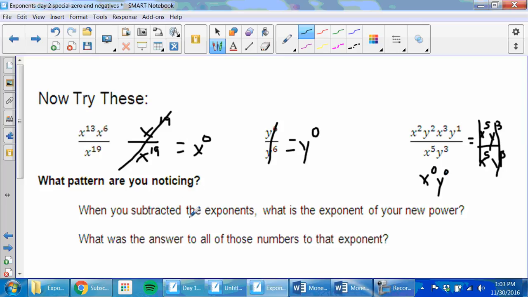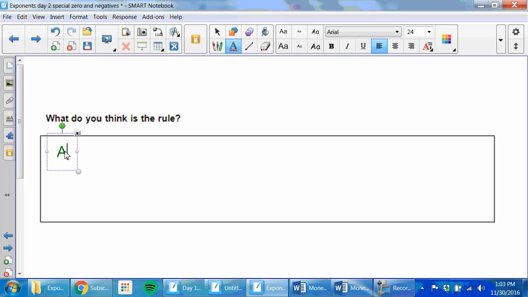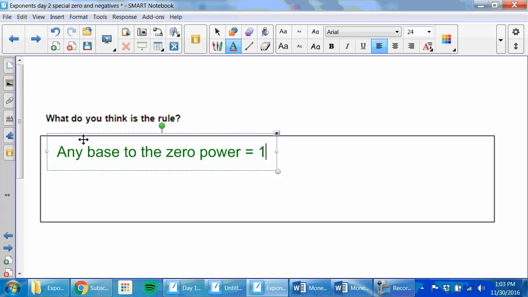So what's the pattern? What is the exponent of your new power? All of our exponents to the new power have been 0. What was the answer to all of those numbers to that exponent? Here's our rule. It's not going to be 0. Okay? So anything to the 0 power is going to get us 1. Okay? So our rule is any base to the 0 power equals 1.